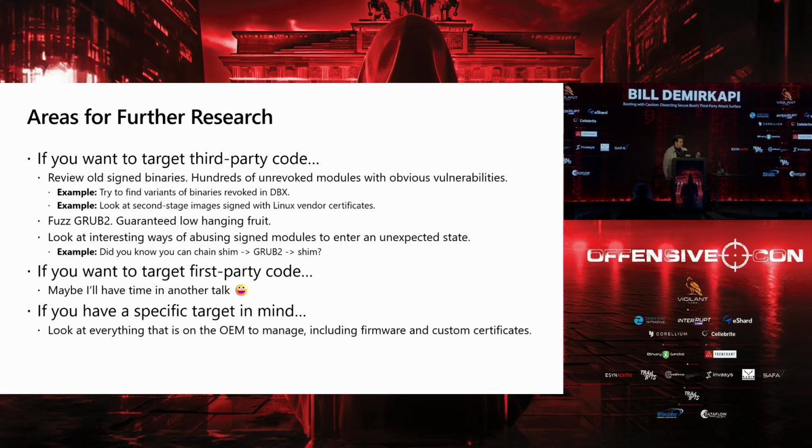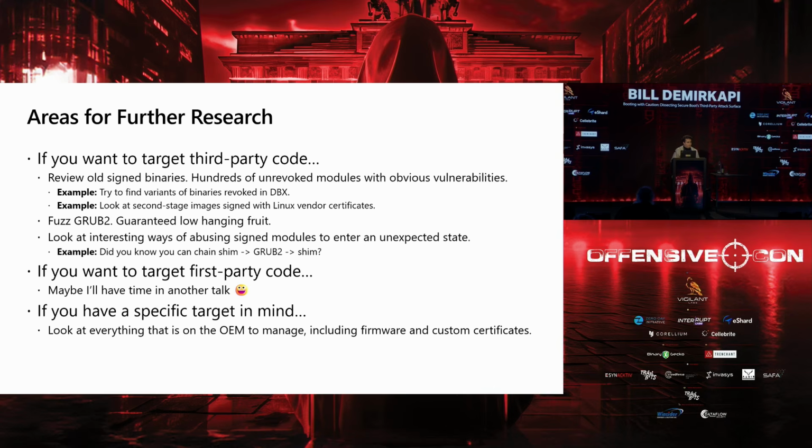Now, what should you do if you want to find similar vulnerabilities, besides the examples we discussed? Well, number one, a really, really easy way to find low-hanging fruit in the third-party code base is to review old signed binaries. There's hundreds of unrevoked modules with obvious vulnerabilities. And platforms like VirusTotal are a great place you can start. I would say try to find variants of binaries revoked in DBX. It's not part of our process, and chances are there's quite a few modules that we haven't revoked. Number two, look at second stage images in Linux signed with their vendor certificates for the same problem.